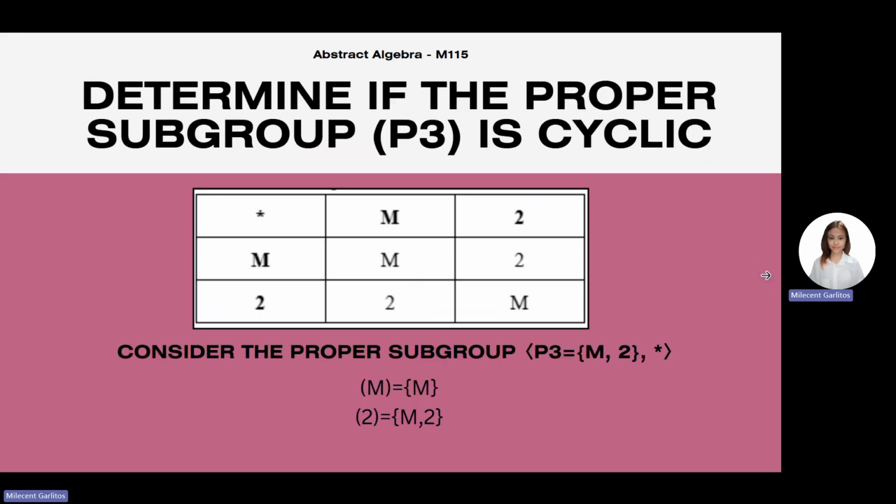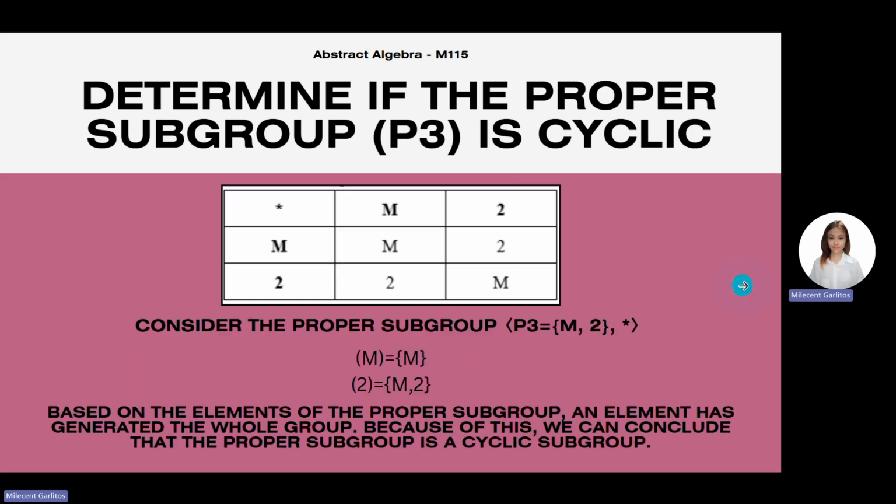Next, determine if the proper subgroup P sub 3 is cyclic. Consider the proper subgroup P sub 3, which is the set of M2 under the binary operation star. Now we have M generates M and then 2 generates M2. Now, is the proper subgroup P sub 3 a cyclic subgroup?